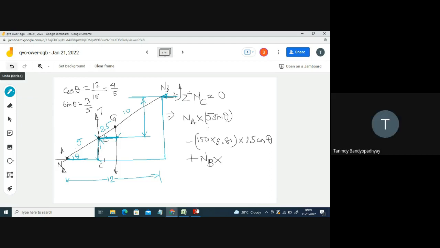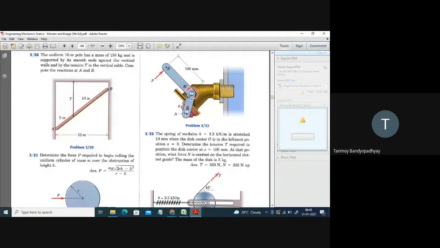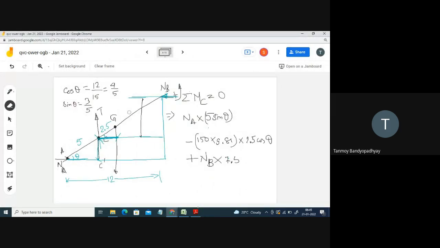Let me draw it. So that is NB into 7.5 cos theta, right? This distance is 7.5 cos theta. Should it be 10 sin theta? No, it will be 10, sir. I am taking from C, 2.5 plus 7.5, so it is 10. I wrote 10 by mistake earlier; it is 7.5 plus 2.5. So from C it is 10, base by hypotenuse, so 10 sin theta. Yes sir.